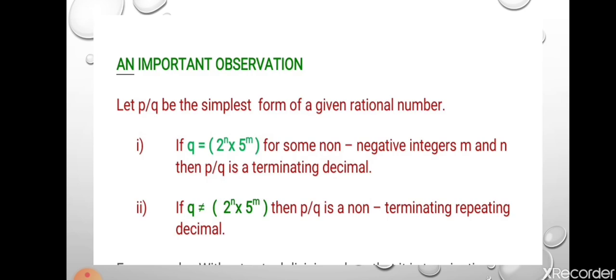So these are the two most important observations of this statement: if q is equal to 2 raised to the power n into 5 to the power m, then p by q is a terminating decimal, and if q is not of the form 2 to the power n into 5 to the power m, then the given rational number is non-terminating and repeating.